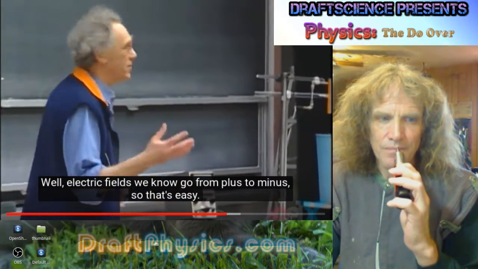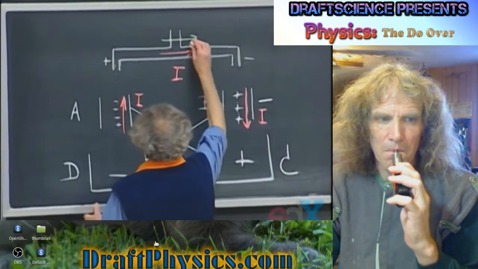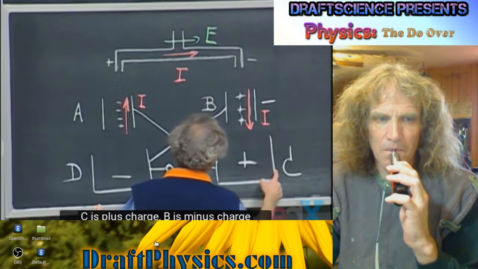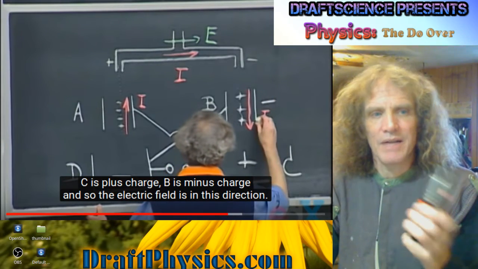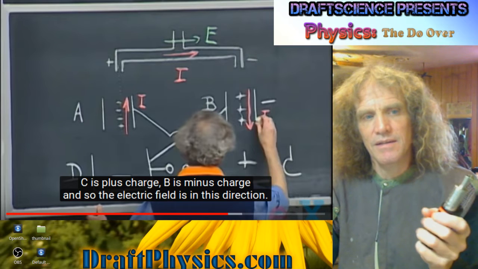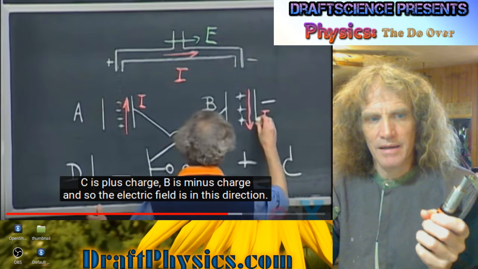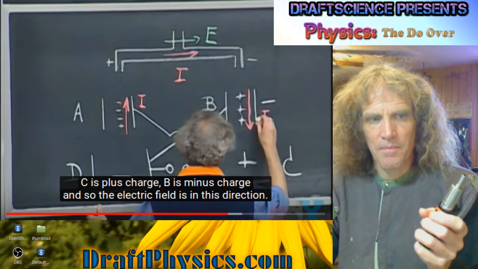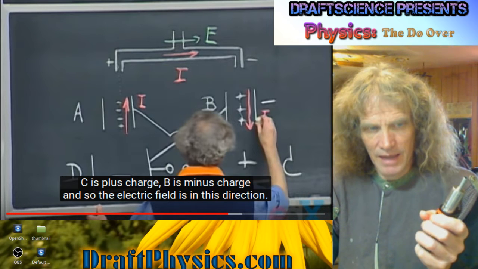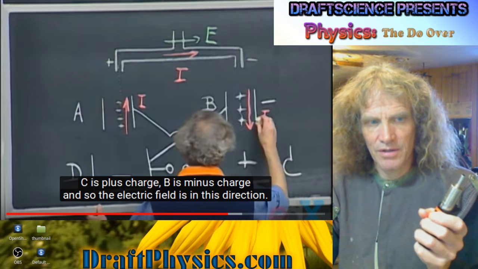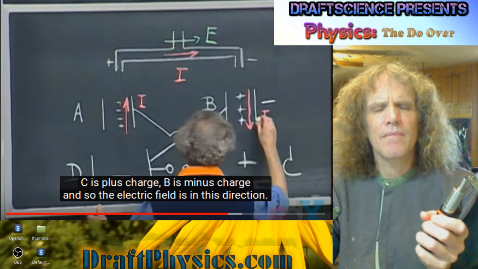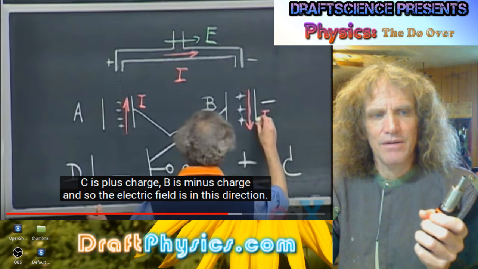Well, electric fields we know go from plus to minus. So that's easy. We can put the electric fields just in like that. The electric field here goes from plus to minus. C is plus charge, B is minus charge. So again, I think he has this mislabeled, in the sense that this can is negative and he's got the spout marked as negative. But frankly, the can has to be inducing the charge, so this spout has to be positive here, because it's negative back here. So it has to be the other way around.